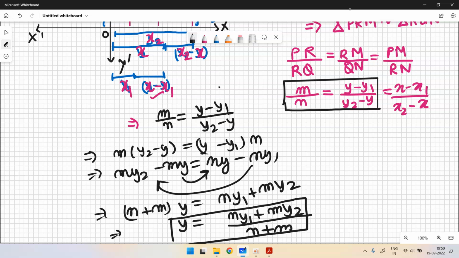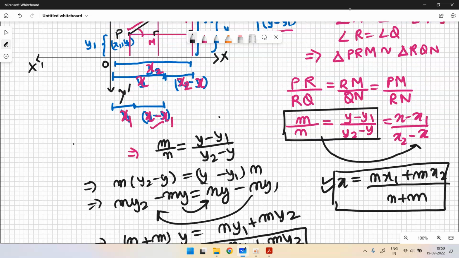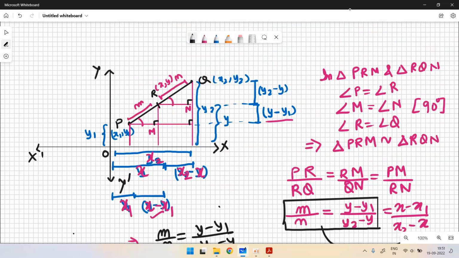And similarly, if you take the x relation, it will give x equal to (nx1 plus mx2) by (m plus n). This thing you need to remember. You can see from the diagram that this is for calculating R. This x1 is near to m, so x1 will not be multiplied by m. It will be multiplied by the further one.